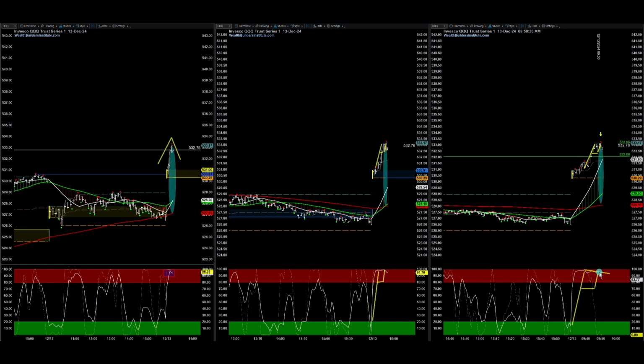Inverted H, wide state, inverted H. V pattern, wide state, oscillator agreement.